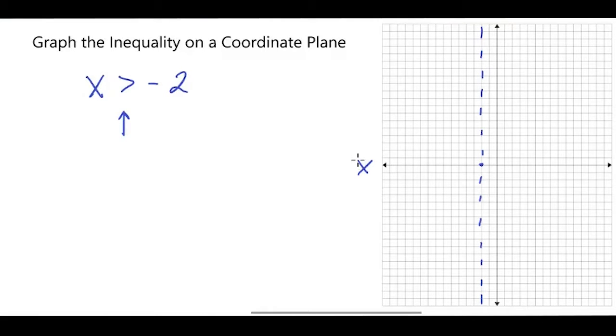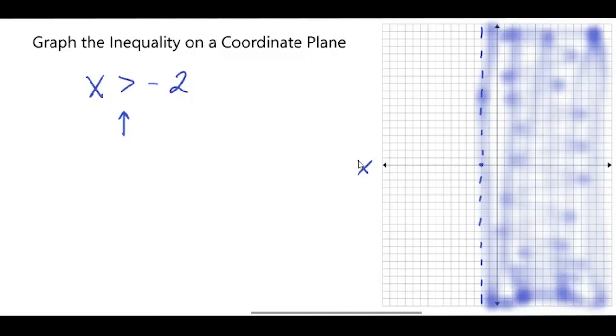Now I need to figure out which side I'm going to shade. So it says that x is greater than -2. So all the numbers that are greater than -2 are on the right side of the dotted line. So I will shade the right side. And that's how you graph x is greater than -2 on a coordinate plane.